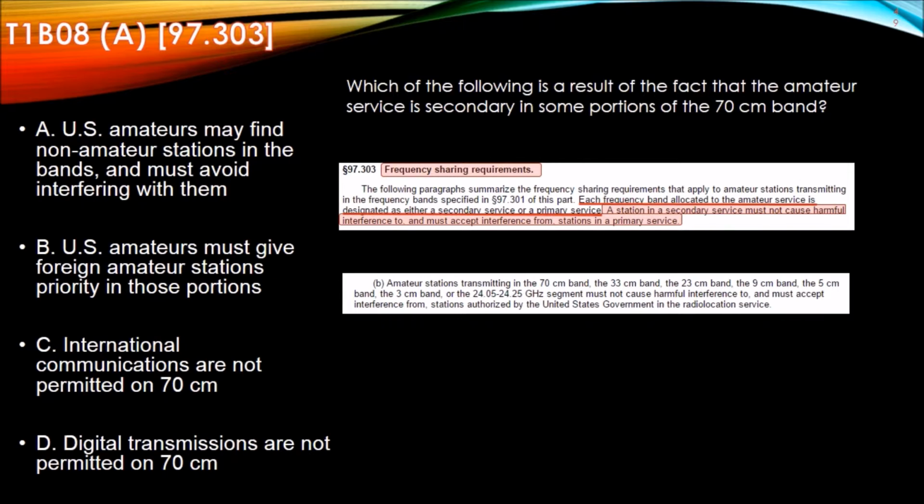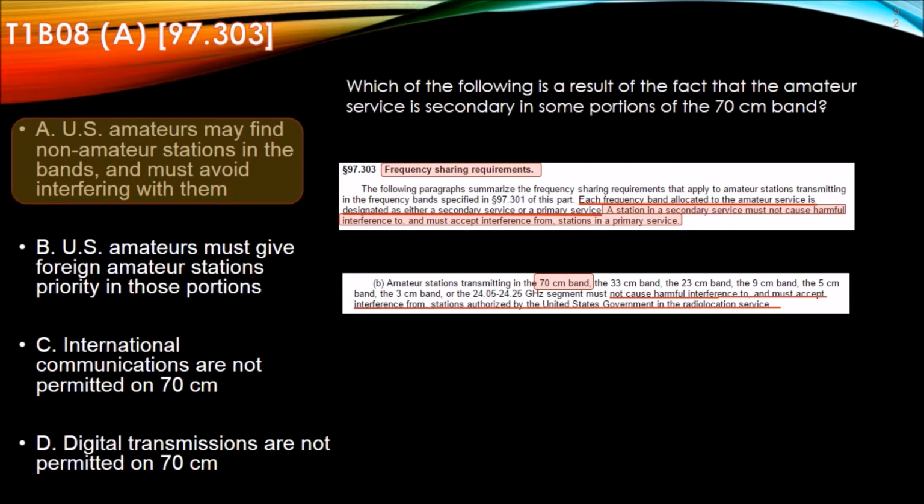So here we look at B, amateur stations transmitting in the 70 centimeter band, the 33 centimeter band, the 23 centimeter band, the 9 centimeter band, the 5 centimeter band, and 3 centimeter band, or the 24.05 through 24.25 gigahertz segment must not cause harmful interference to and must accept interference from stations authorized by the United States government in the radio location service. Making the answer to this question A, U.S. amateurs may find non-amateur stations in the bands and must avoid interfering. Keep in mind, government is not amateur.